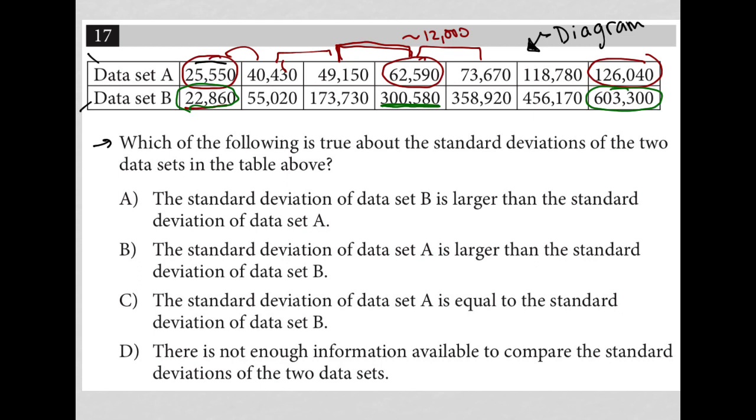So let's see what we have here as our answer choices. Choice A, the standard deviation of data set B is larger than the standard deviation for data set A. Yeah, I completely agree with that. Choice B, the standard deviation for A is larger than B. Disagree. Standard deviation for A is equal. Absolutely not. There's not enough information. There definitely is enough information here.